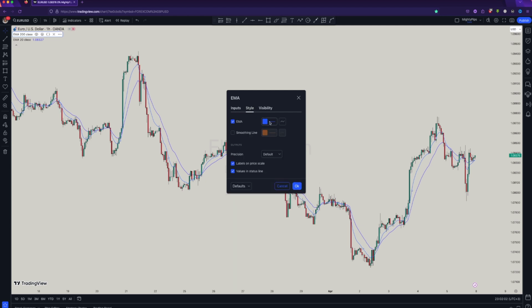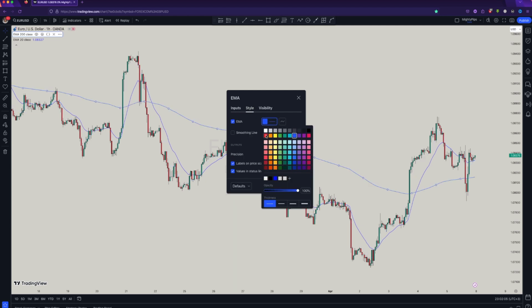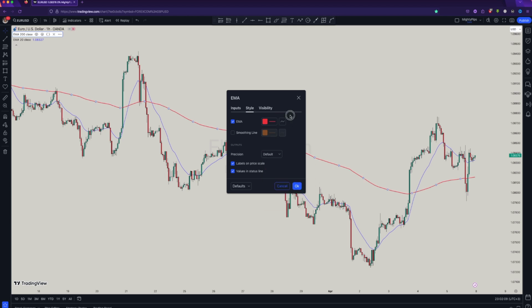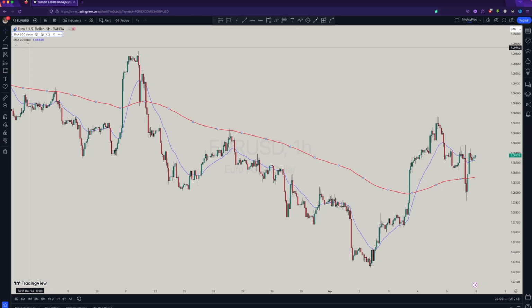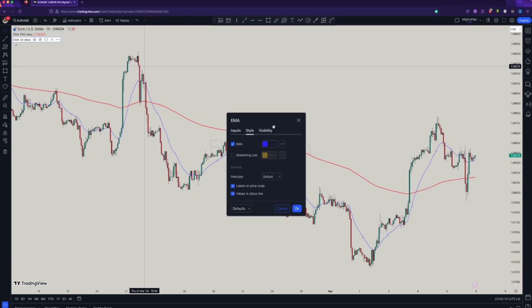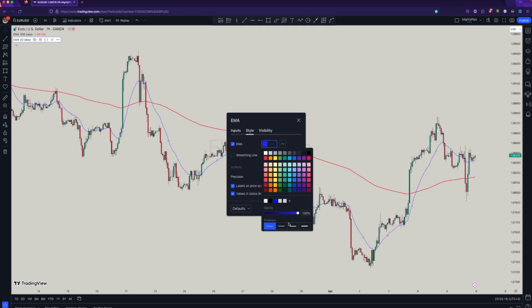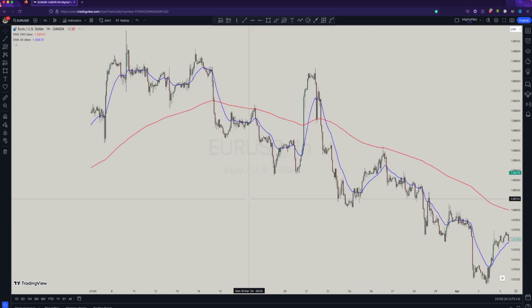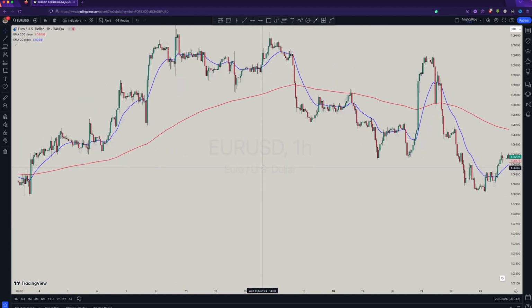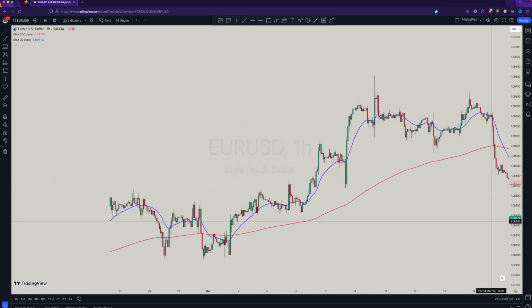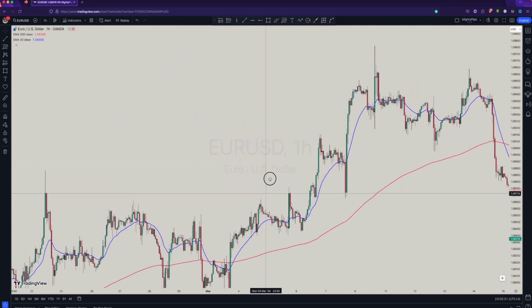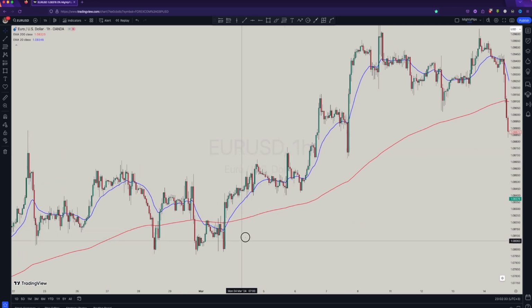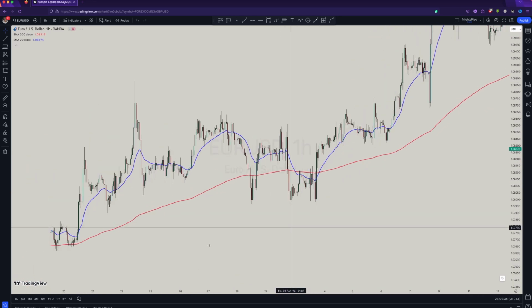Let me make this one red. Okay, so I'll make them a bit thicker so that you can see clearly. Now we have two moving averages on the screen here. Now I'm going to show you a very simple way you can trade these moving averages and you can start to get yourself profitable.